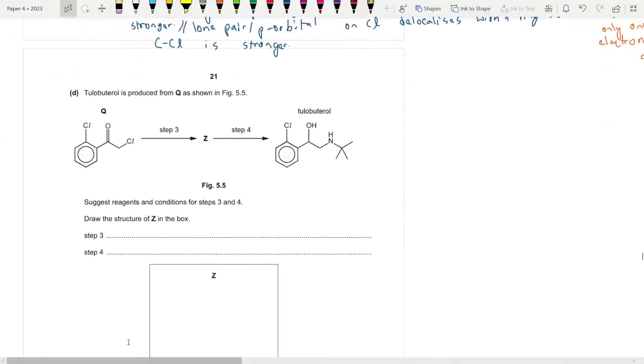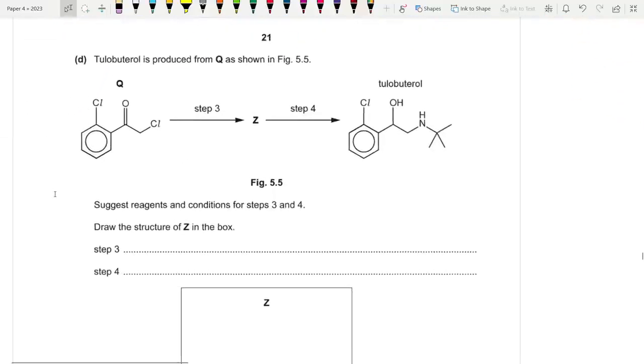Really common question. Next, tolubutyl is produced from Q as shown. Guys, look what happened. Basically the ketone turned into a secondary alcohol, so we reduced it. The ketone is reduced to a secondary alcohol, and what happened to this chlorine over here? It was substituted by this amine compound. I was telling you guys that all amine compounds can act as nucleophiles given that they have hydrogens available, but in the end product, there is one hydrogen less.